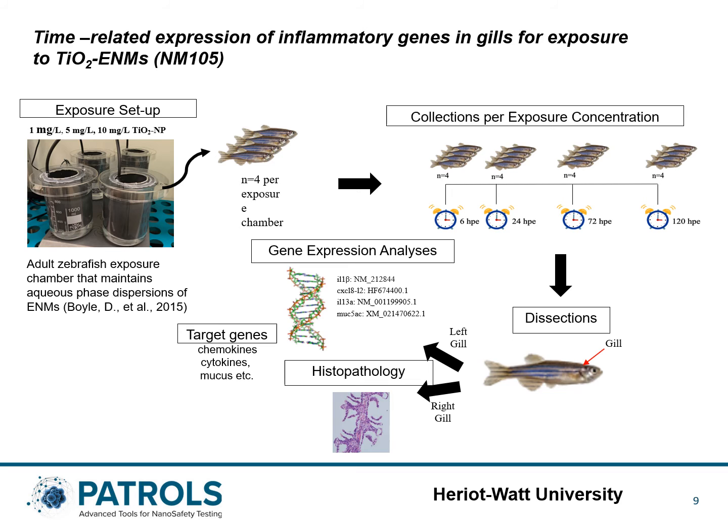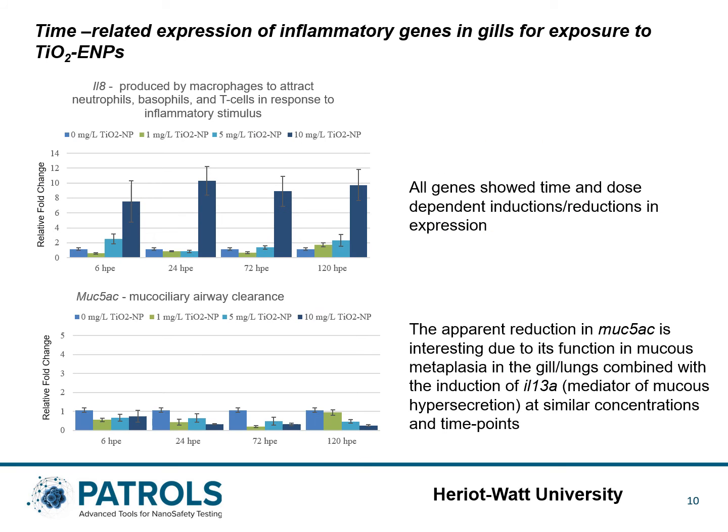look at the ontogeny expression of a whole series of genes which were involved in the inflammatory response pathways. Those genes included things like chemokines and cytokines, and those which are involved in mucus production. They looked at expression of those genes in one of the gills, and then they dissected the other gills out to do some histopathology to look at the cellular level effects.